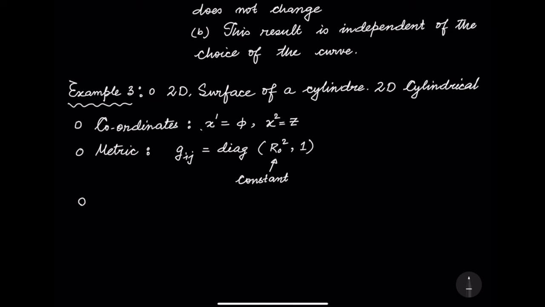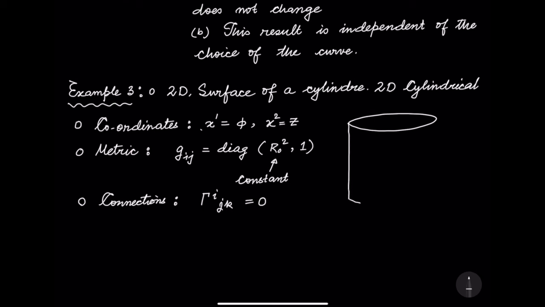What about the connections? Well, if the metric is all constant, all the connections are zero. That itself is telling you that whatever parallel transport I want to do around the coordinate curves, it will not change the components of the vector at all. But let us still do it a little bit more systematically.